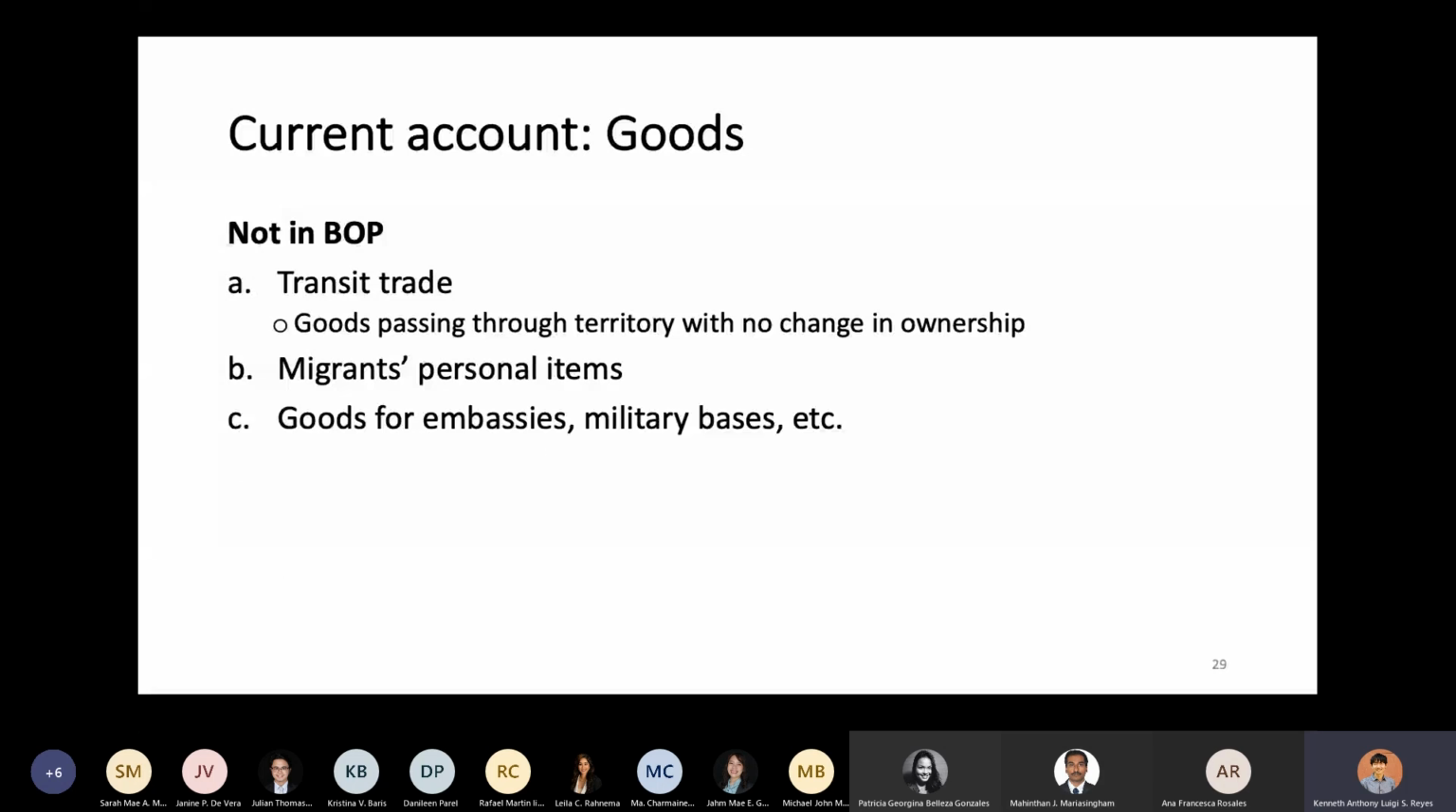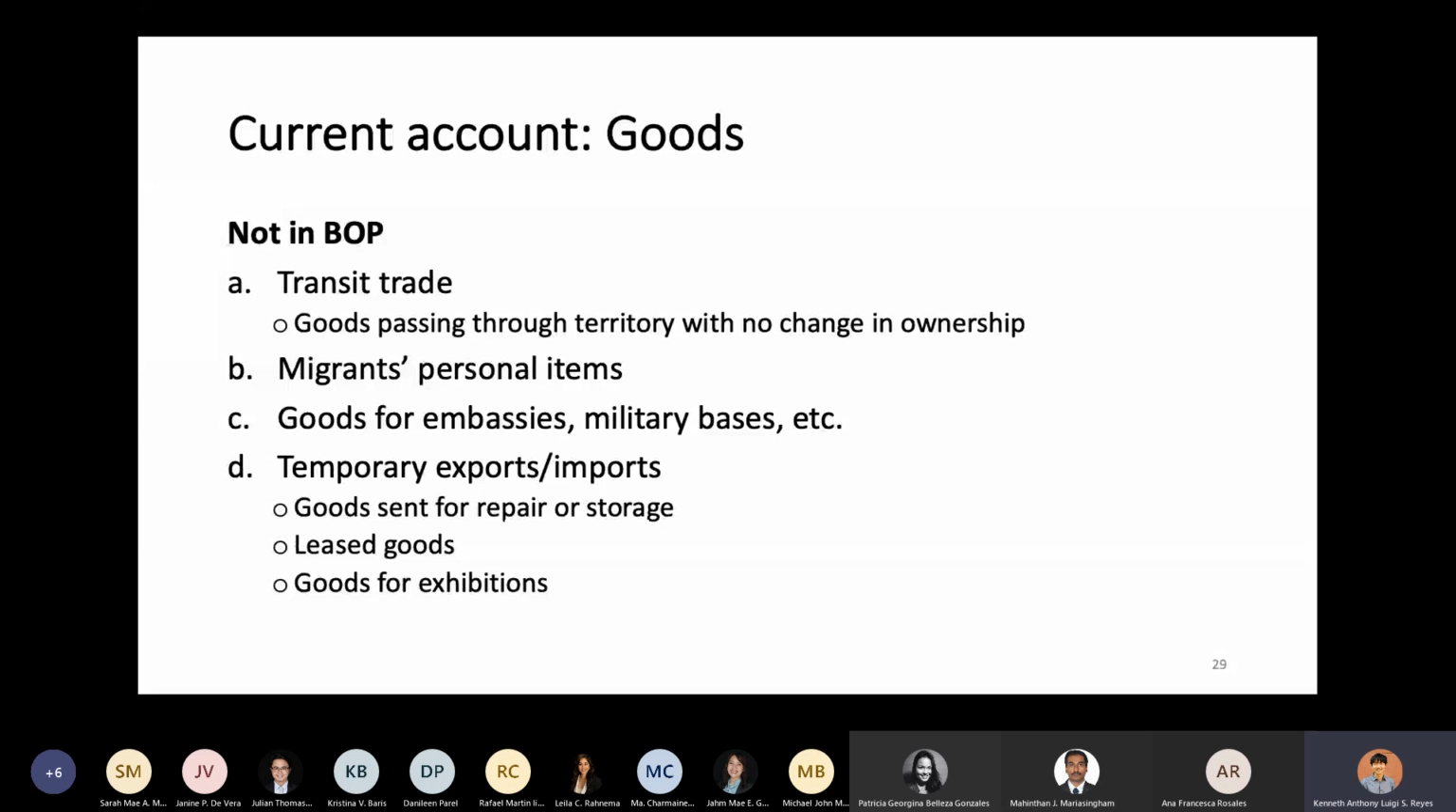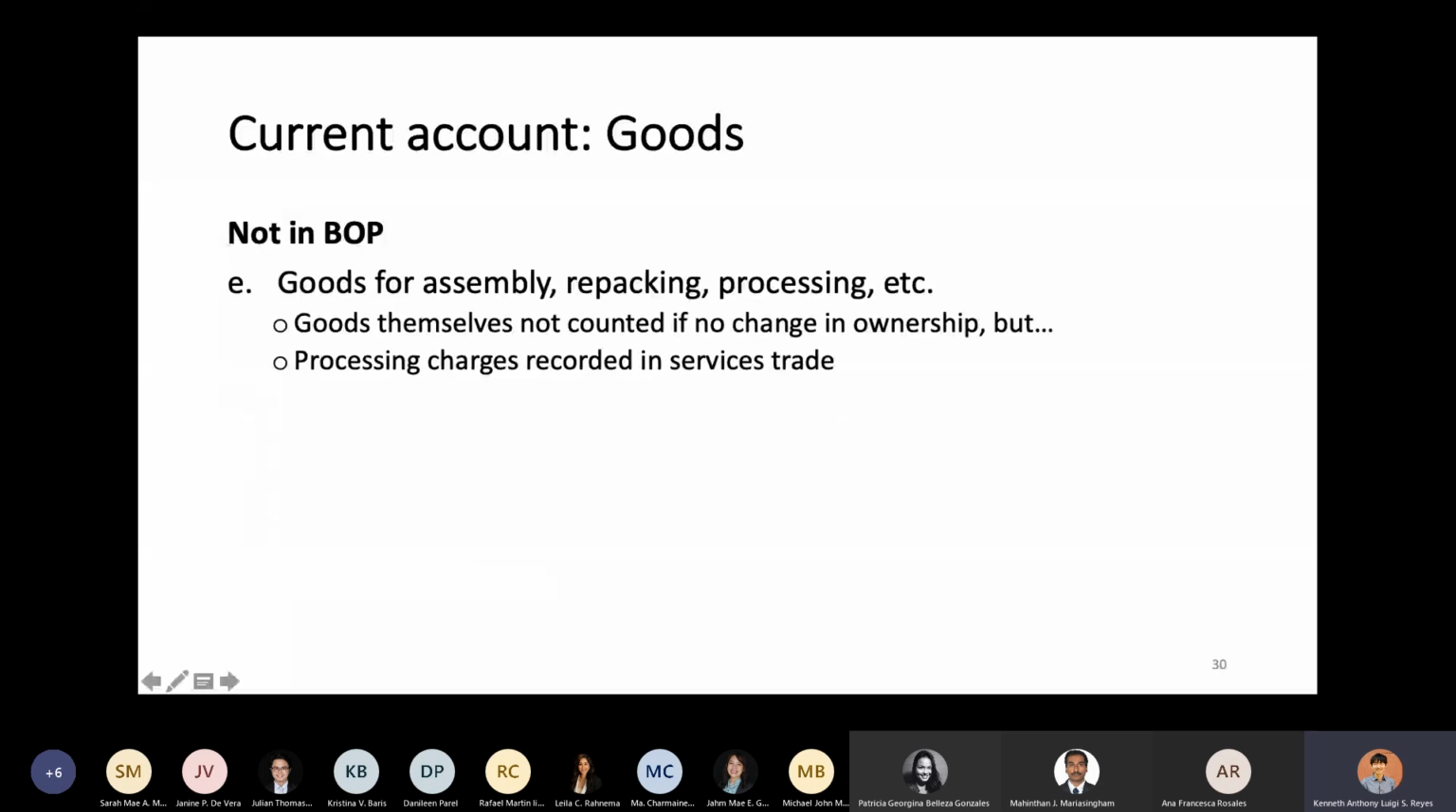Temporary exports, imports. So if you send a good abroad for repair or storage, or you lease a good, or you maybe send some artworks for exhibition, these will not be counted under the BOP. If you send the good for assembly and repackaging, and the ownership of them does not change, then they will not be under imports or exports. Instead, if they incur processing charges, they will be counted under services trade. So they won't be in the goods trade, they'll be in the services trade.